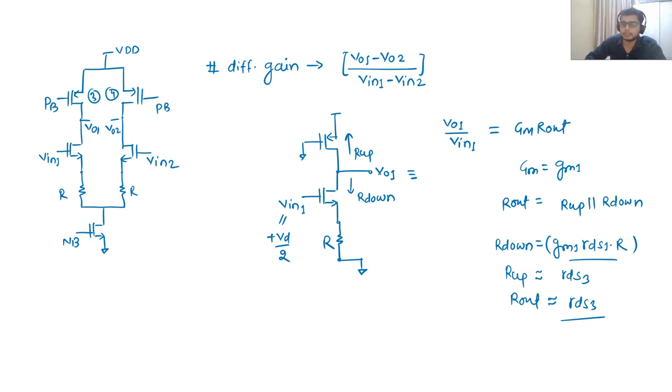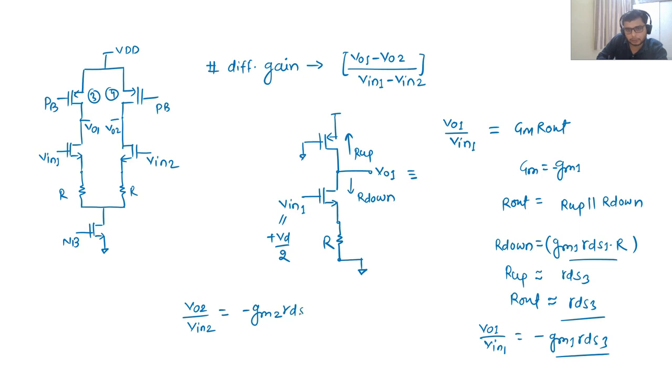So what I can see, this GM is GM1. So V out 1 by V in 1 is equal to minus GM1, sorry, minus GM1 RDS 3. Same thing for this particular half circuit can be done. This is nothing but minus GM2 RDS 4.